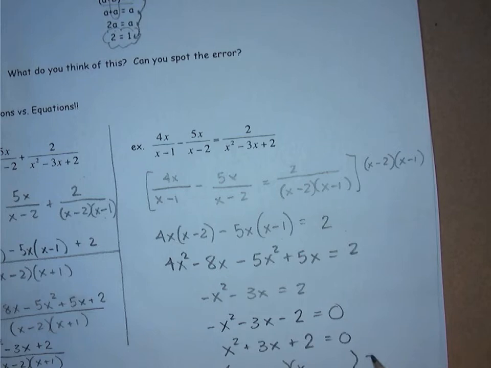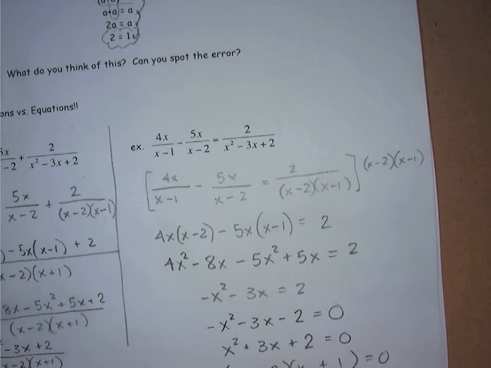X and x, let's see, plus 2, plus 1. So we get x is equal to negative 2, or x is equal to negative 1. And that's our answer.